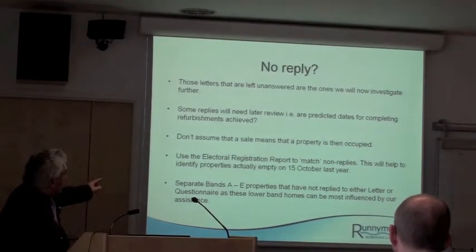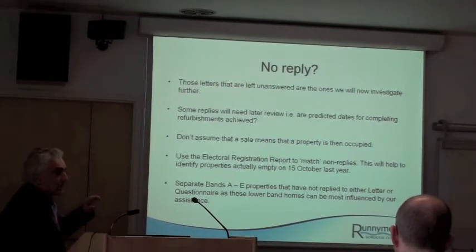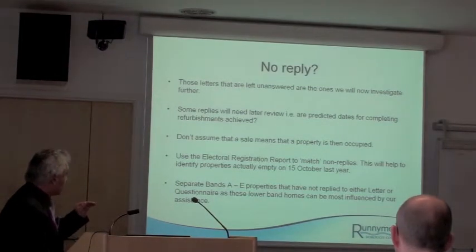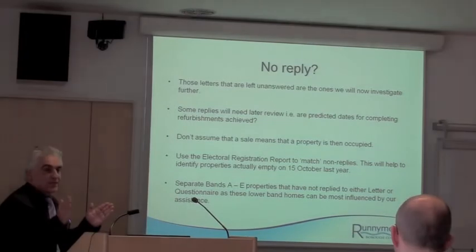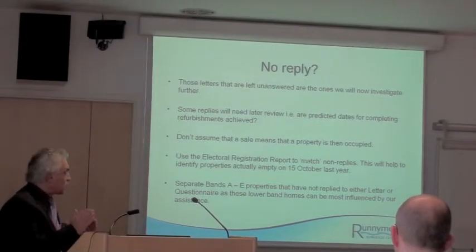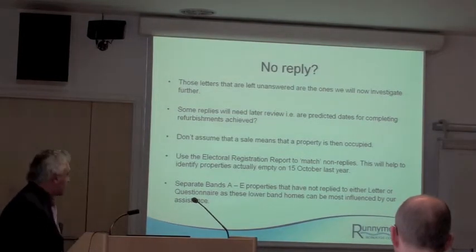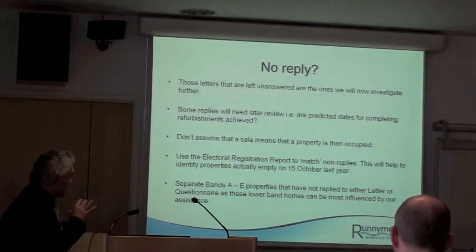Where we're going now is to separate the lower value properties from the higher value properties. I call them bands A to E, but there's usually 8 bands for council tax, A to H. The lower bands are usually the lower valued properties. So where they haven't replied to either letter or questionnaire, you should then concentrate on those bands.